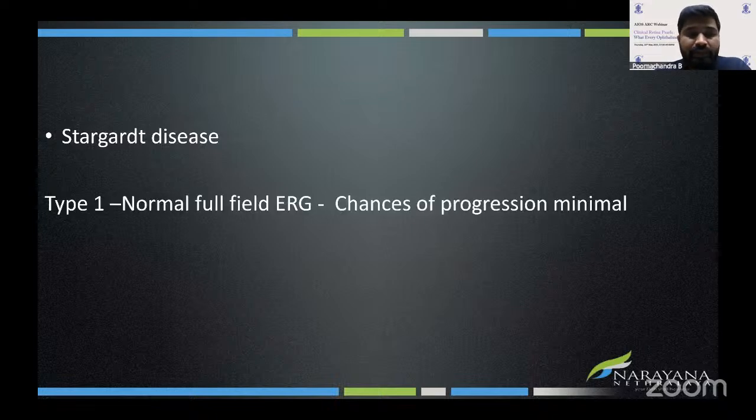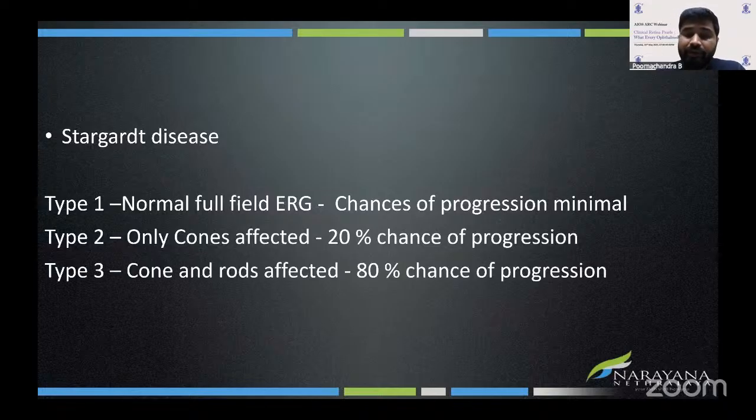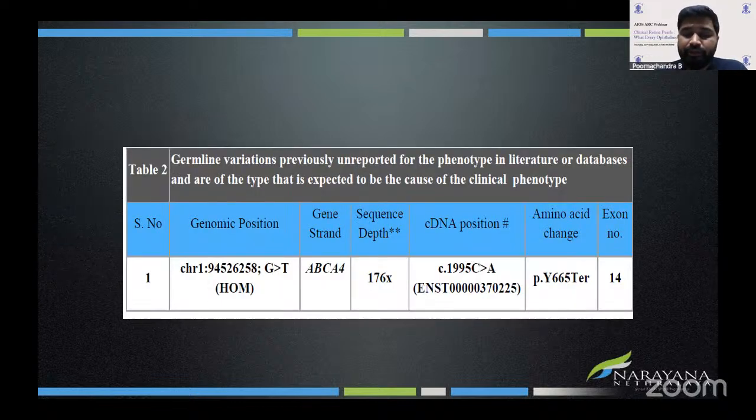There are three types of Stargardt's. In type 1, the full-field ERG could be normal, in which case the disease is limited to the macula and the chance of progression is minimal. If only cones are affected, there's a 20% chance of progression. If both cones and rods are affected, as in our case, there's an 80% chance of progression. This is very important because this is the next question a patient asks once you diagnose the dystrophy: is it going to get worse or is it going to remain stationary? So the ERG to an extent helps to prognosticate. This patient had a homozygous mutation in the ABCA4 gene, which is known to cause Stargardt's, which is a relatively good thing compared to other dystrophies because there are a lot of clinical trials ongoing when it comes to the ABCA4 gene.